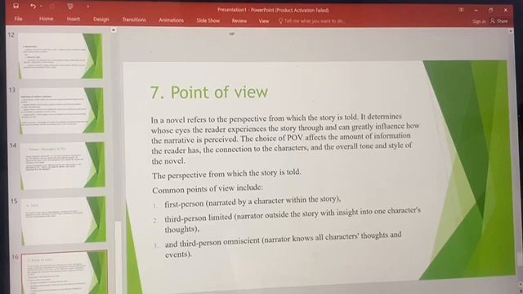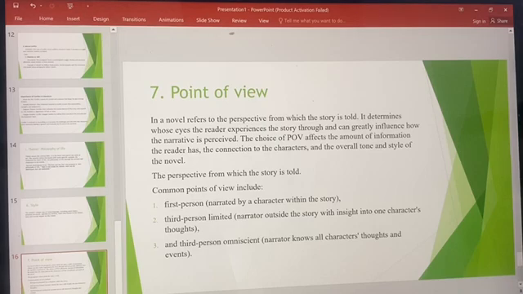And the last point is point of view. In a novel, it refers to the perspective from which the story is told. It determines whose eyes the reader experiences the story through, and can greatly influence how the narrative is perceived. The choice of point of view affects the amount of information the reader has, the connection to the characters, and the overall tone and style of the novel.